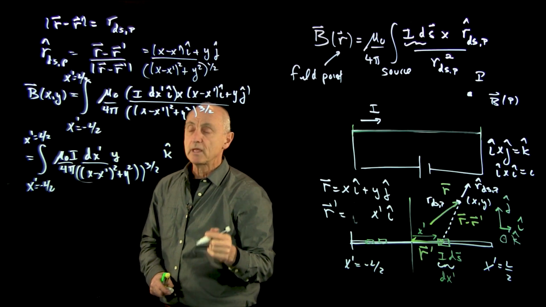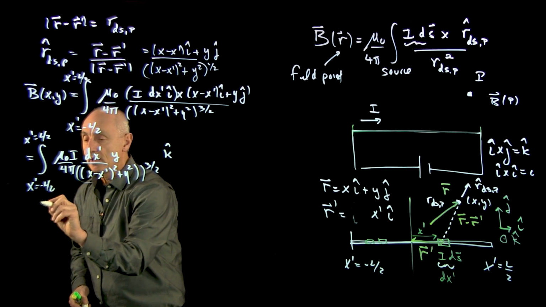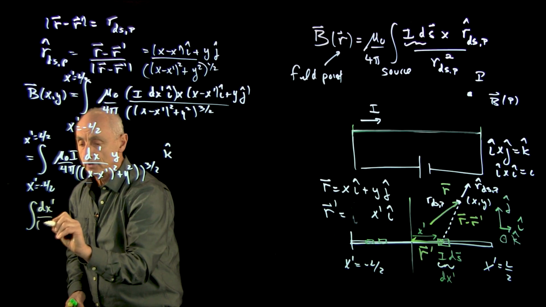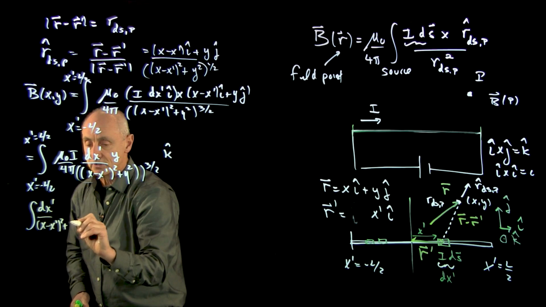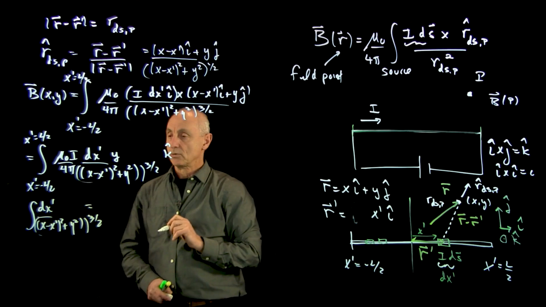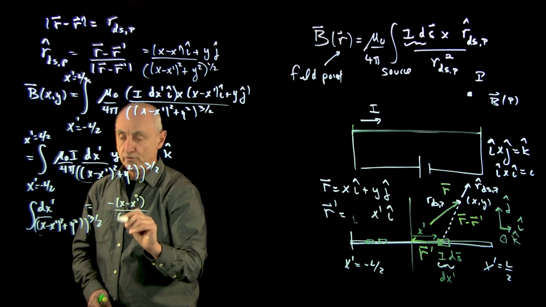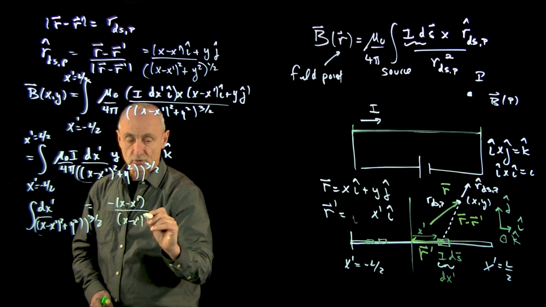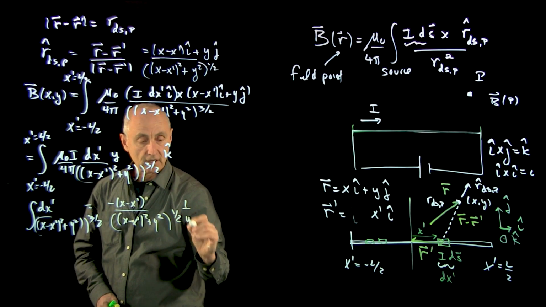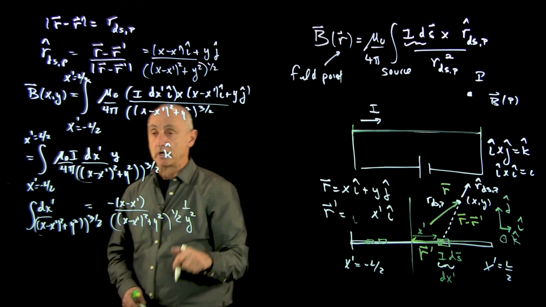Now, this integral is equal to, so we need an integration formula. And our integration formula I'll put over here: dx prime over (x minus x prime) squared plus y squared to the 3/2. This is equal to minus (x minus x prime) over (x minus x prime) squared plus y squared to the 1/2, and I have to divide by y squared. You can try this yourself by differentiating this quantity.